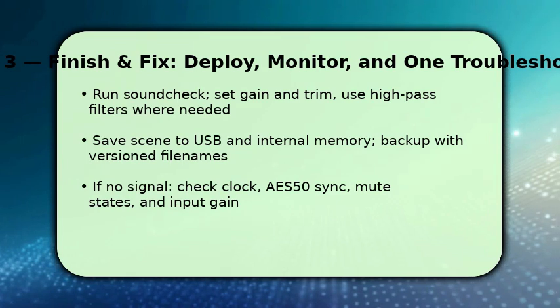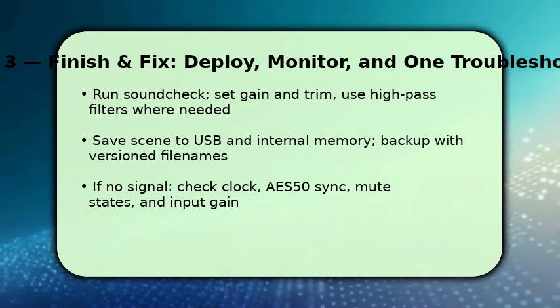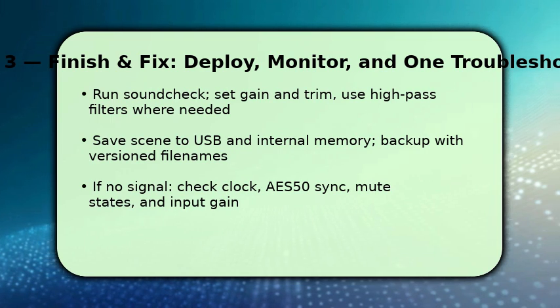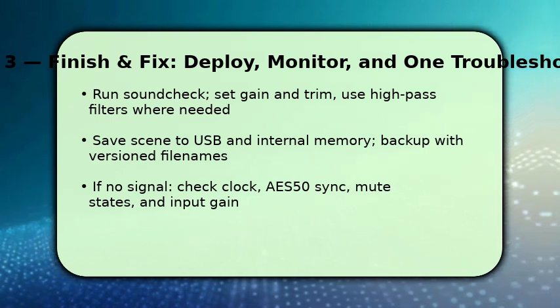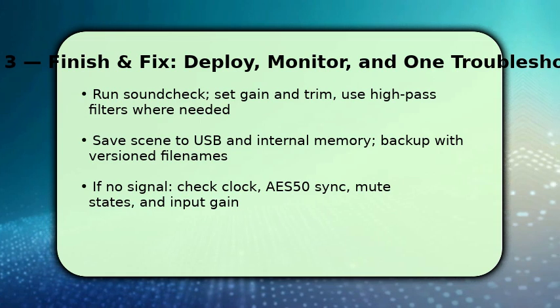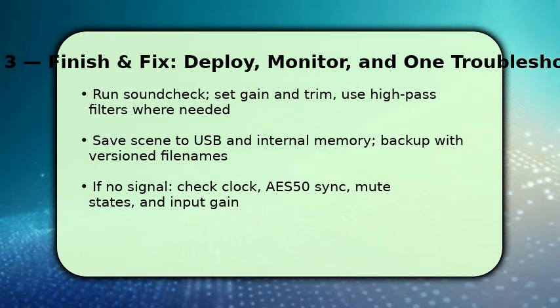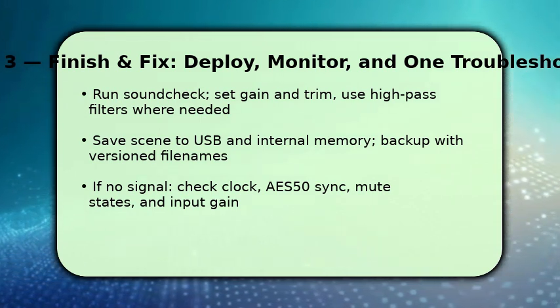Finish by performing a full sound check. Adjust input gain and trim, apply HPF and gentle EQ to remove rumble, and set bus send levels. Once levels are solid, save a scene to the USB and internal memory. Use clear, versioned file names so you can revert.